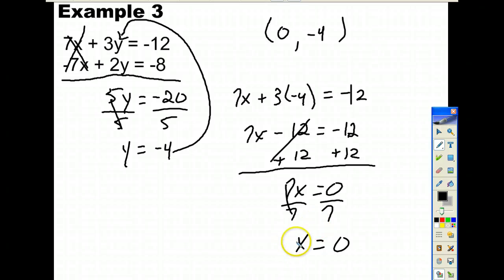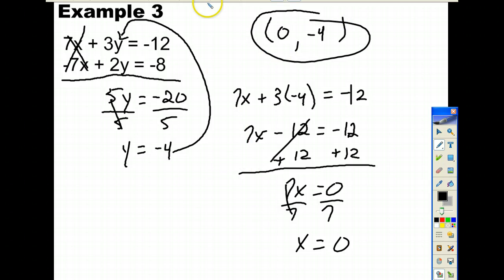All right, don't get confused here. If you're left with x equaling 0, or 0 over 7, that's perfectly fine. It's fine to have an x or a y coordinate of 0. So for this one, it should have been (0, -4).